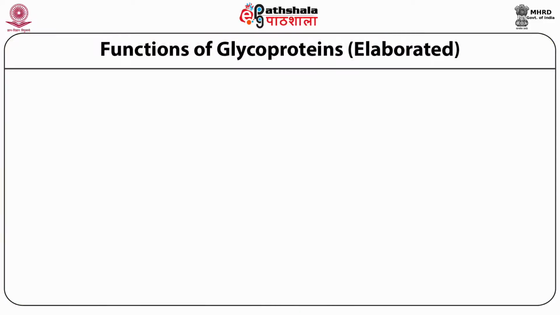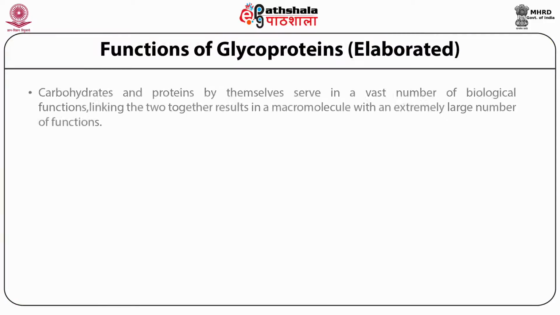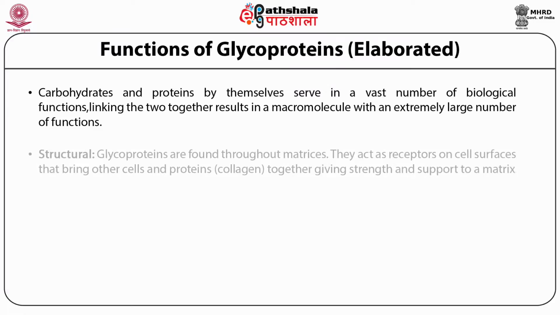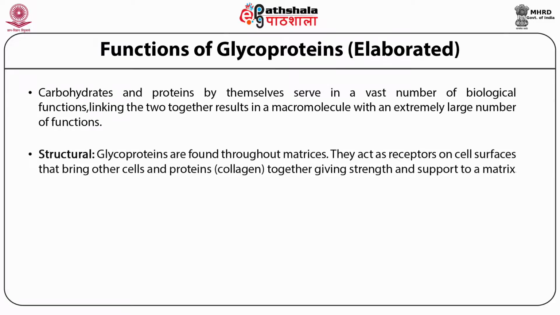Function of glycoproteins. Carbohydrates and proteins by themselves serve a vast number of biological functions. Linking the two together results in a macromolecule with an extremely large number of functions. Structural glycoproteins are found throughout matrices. They act as receptors on the cell surface that bring other cells and proteins together, giving strength and support to a matrix.